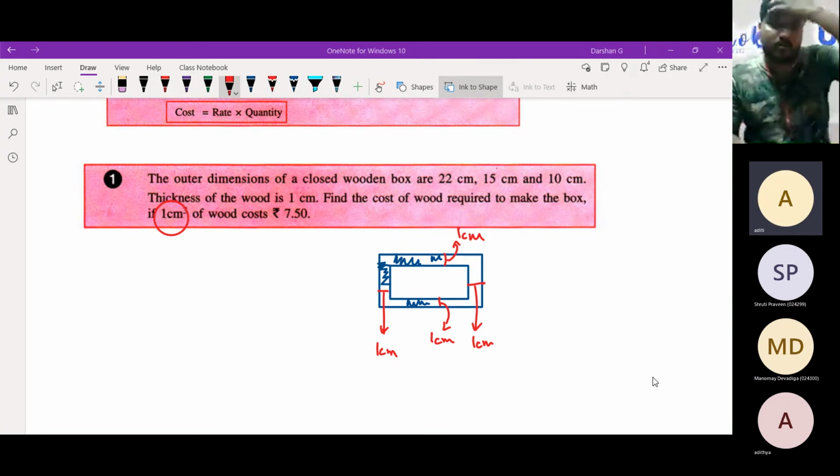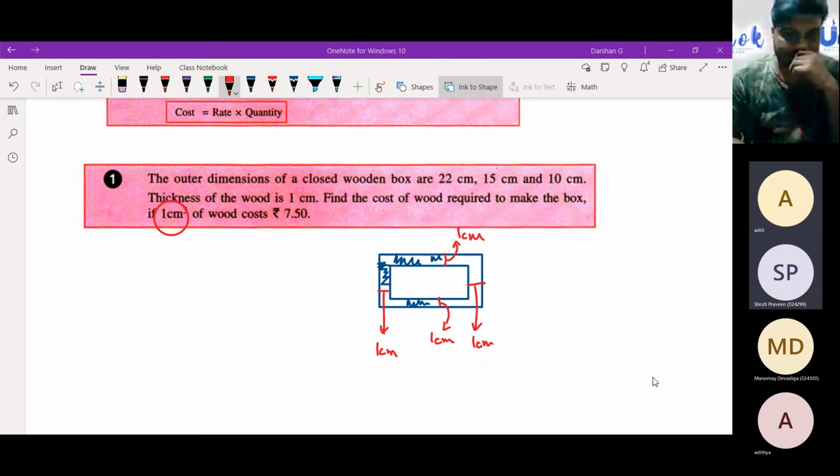Shruti, what about you? You have any plans? Sir, I'm still doing it. No, tell me what's your idea? Sir, I'm first finding the volume. Okay, fine. What about Manomai? Do you have any plans on how to do this question?